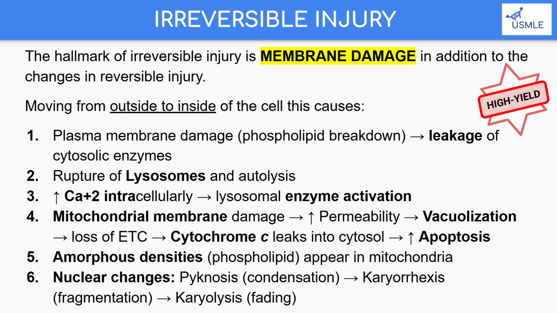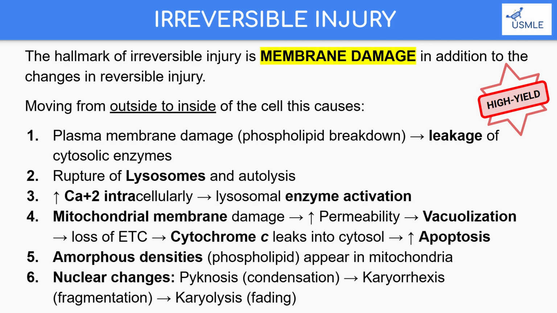The damage extends to the lysosomes, the cell's recycling centers. The rupture of lysosomes causes autolysis, where the cell's own enzymes digest its contents, accelerating the destruction of critical cellular structures. At the same time, there is a significant increase in the intracellular calcium. Normally kept at low levels, calcium influx activates the lysosomal enzymes, which further contribute to membrane breakdown, leading to even more widespread damage.